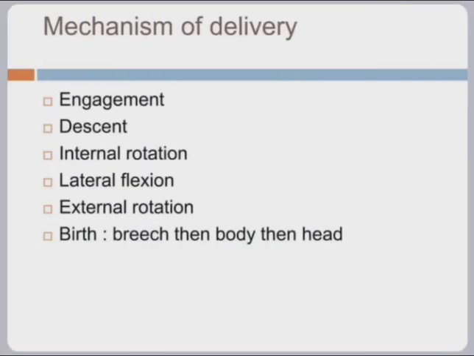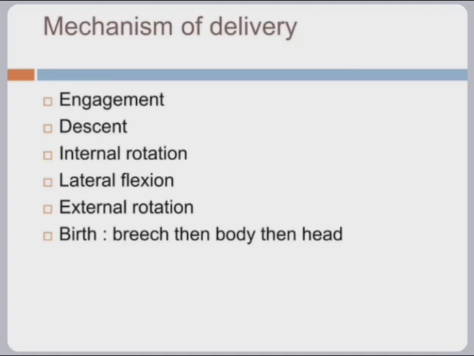Then mechanism of delivery. What are all the mechanisms of delivery? First one, engagement. Engagement means the baby's presenting part is engaged in the mother's pelvis. Then descent. Descent means the baby's presenting part comes down. Then internal rotation. Then lateral flexion.